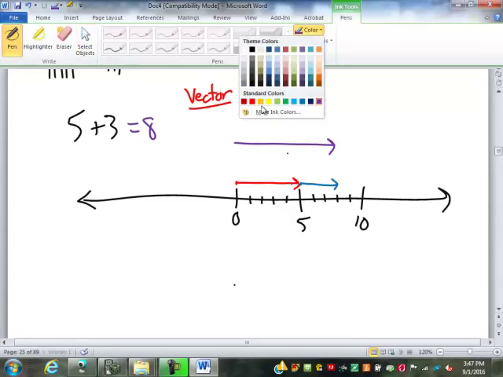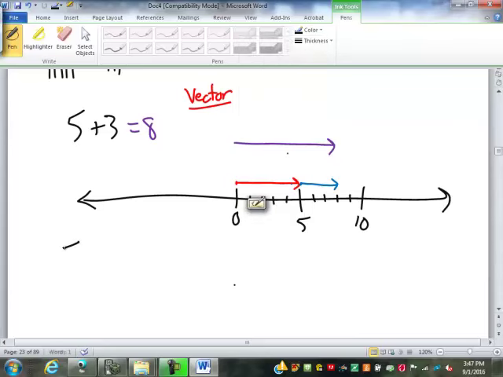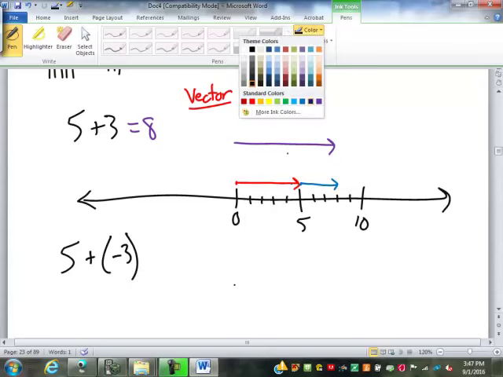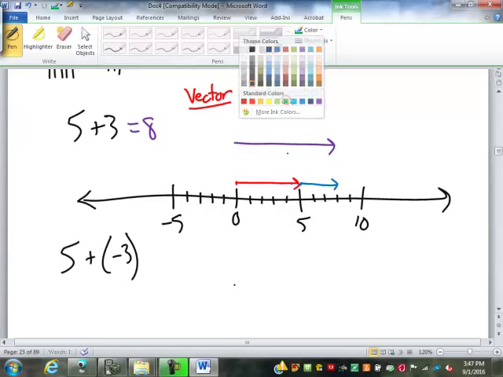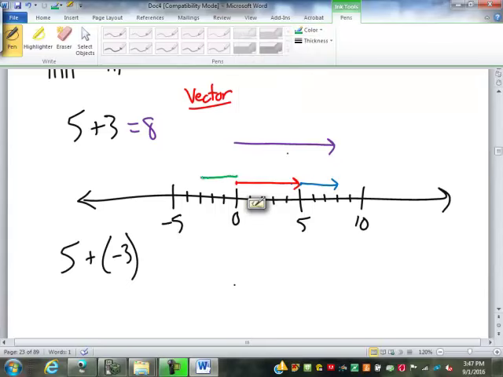What if we run into a problem like this? 5 plus a negative 3. Well, to make this work, we have to define what it means. First we have to represent our negative 3. And representing that's pretty simple. Just go from 0 to negative 3. It's the same length as our vector for 3. It just goes the opposite direction.